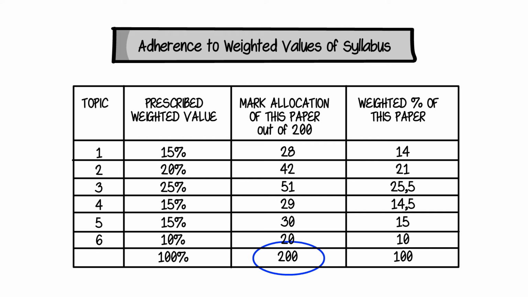In the end, the mark allocation column should add up to 200, which is the grand total of the exam paper, and the weighted percentage should add up to 100.